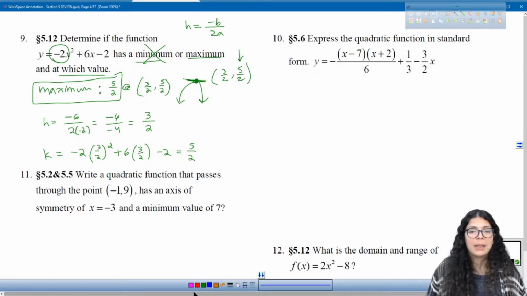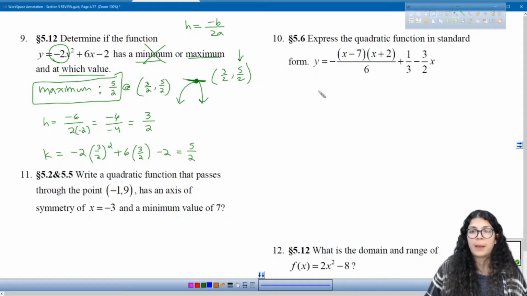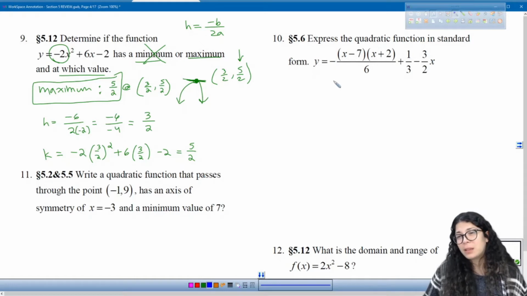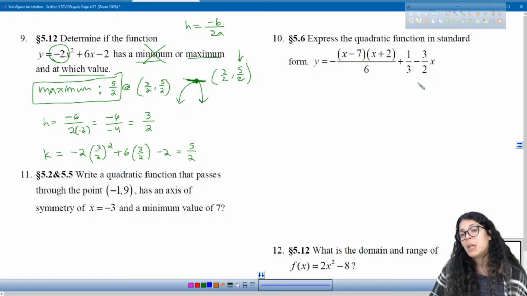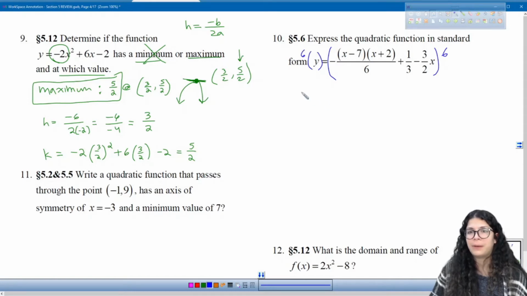All right, let's move right along to number 10. So on number 10, we need to express the quadratic function in standard form. Okay, so there's a lot going on here. The first thing that I want to do is I could see that I have one term here, one term here, and one term here. So what I can actually do is multiply both sides by 6 just to get rid of the fractions. That way I don't have to deal with the fractions, right?